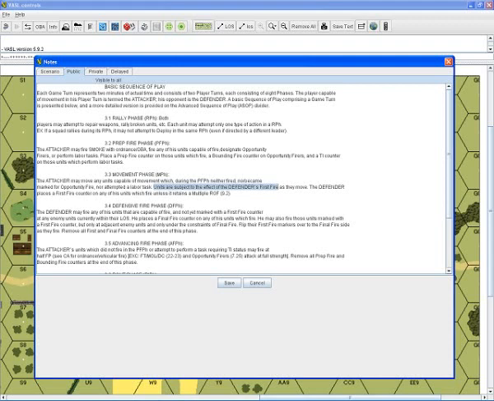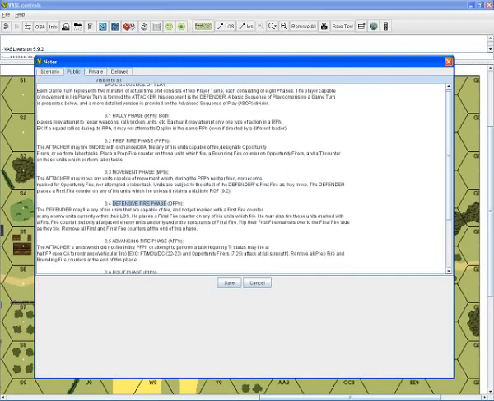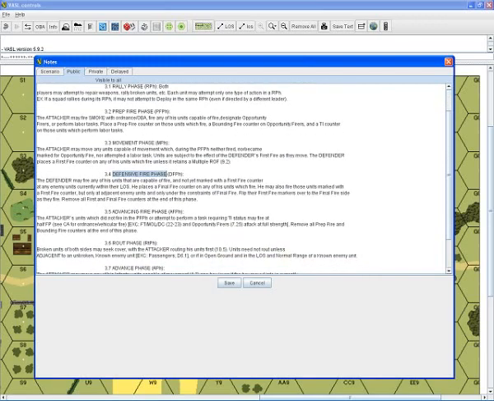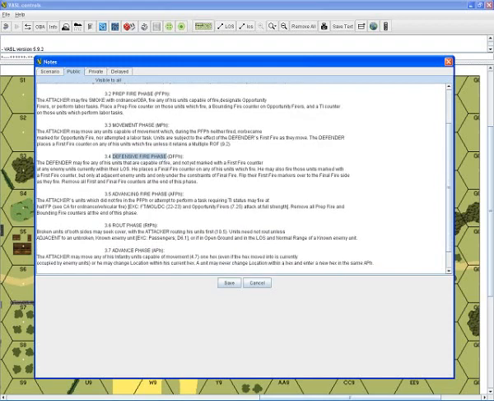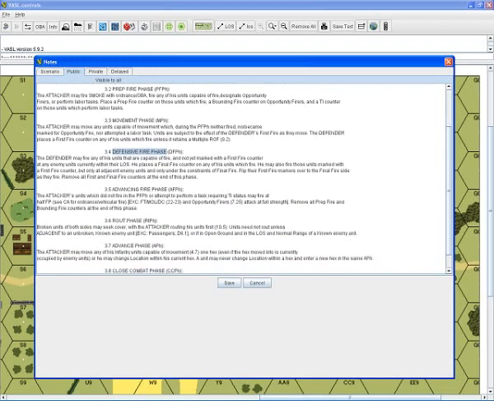Once the movement phase is complete from the attacker, the defender then actually has a phase where he's going to have defensive first fire, or a DFPH. The defender may fire any of his units that are capable of firing and did not mark with the first fire counter. So if they shot at you during your movement phase, they're going to get a first fire counter, and they won't be able to attack you during the defensive fire phase.